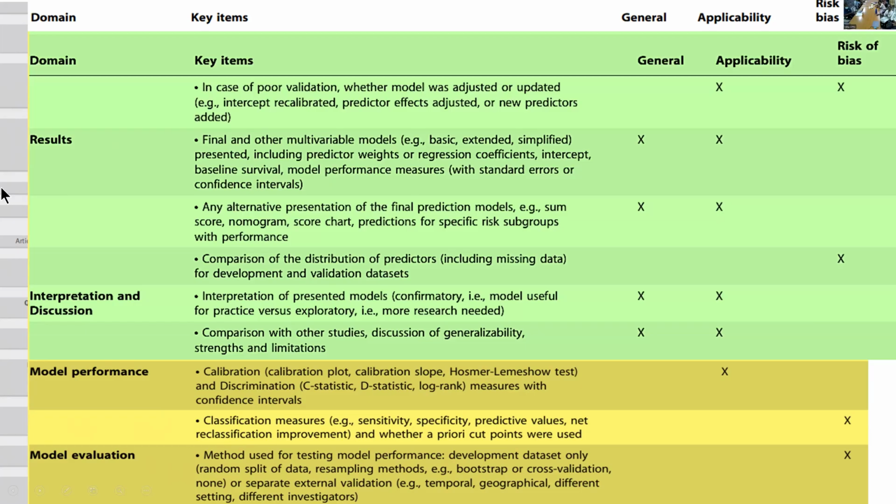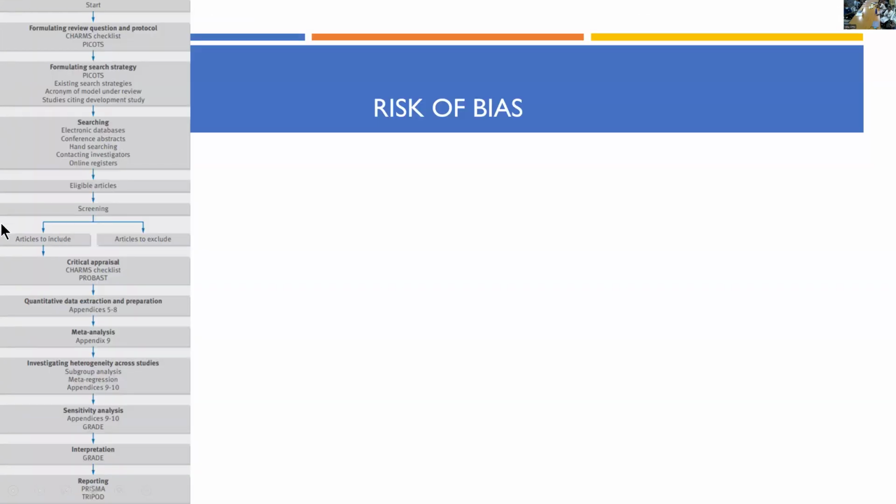Finally, what were the results of each individual study or each individual model? And how did they discuss? What did they say? What are the strengths and limitations? Did they say it's very useful or that more research is required? So these are the kind of checklists that one needs to have when one extracts data from a modeling study.